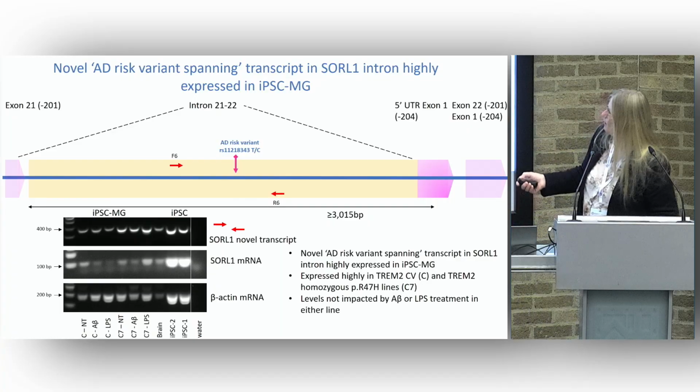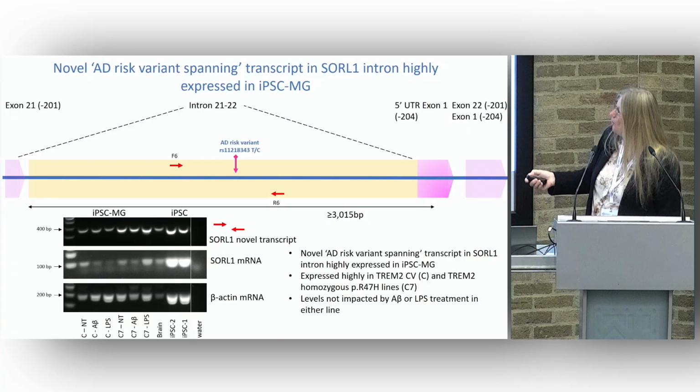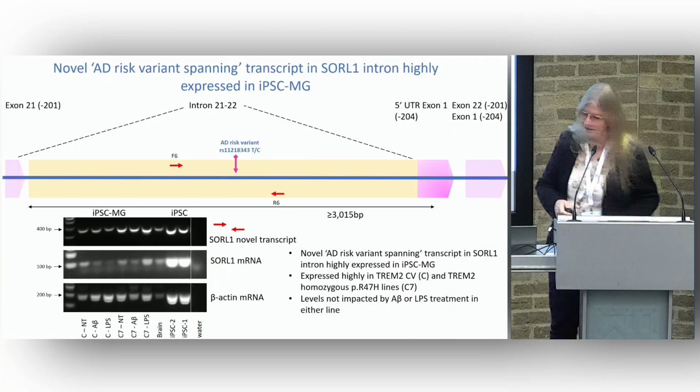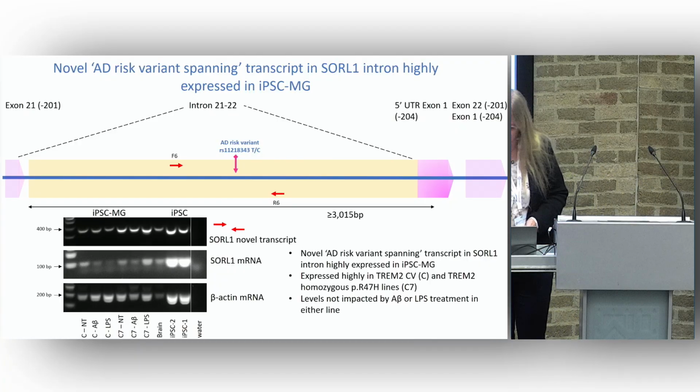But with the collaboration with Jenny Pocock, we established that this novel SORL1 transcript is also expressed in iPS microglia. You can see it's actually also in the earlier iPS as well, and we compared it to SORL1 mRNA expression here. Sorry, it's a bit wavy with the beta-actin in these particular samples.